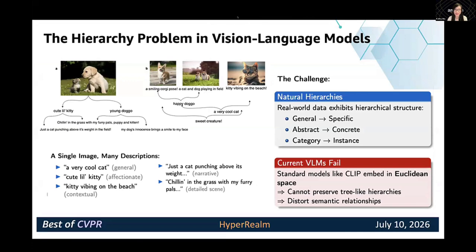This is a natural hierarchy, a tree structure. But here is a problem. Models like CLIP embed both the image and the text in Euclidean space, and Euclidean space has a critical limitation. It grows polynomially. As hierarchy deepens, you'll run out of room to faithfully represent these tree-like relationships without massive distortion. Think of it like trying to fit an exponentially growing tree into a fixed-size box. You have to either crush the structure or lose the fine-grained distinctions.